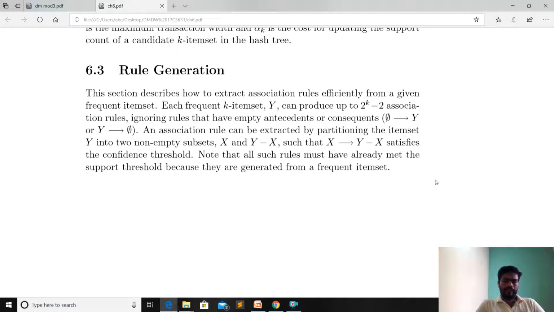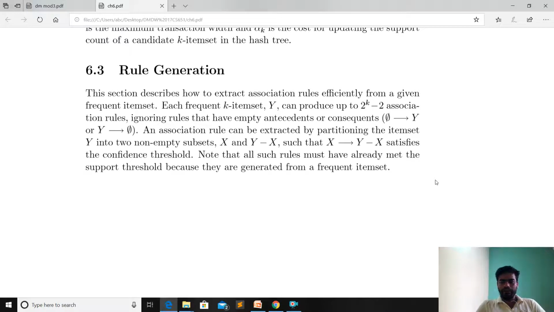So, let us assume we have a frequent item set having k items. Then it can produce up to 2 raised to k minus 2 association rules, ignoring the empty item sets. And association rules can be extracted by partitioning the item set into two non-empty item sets.